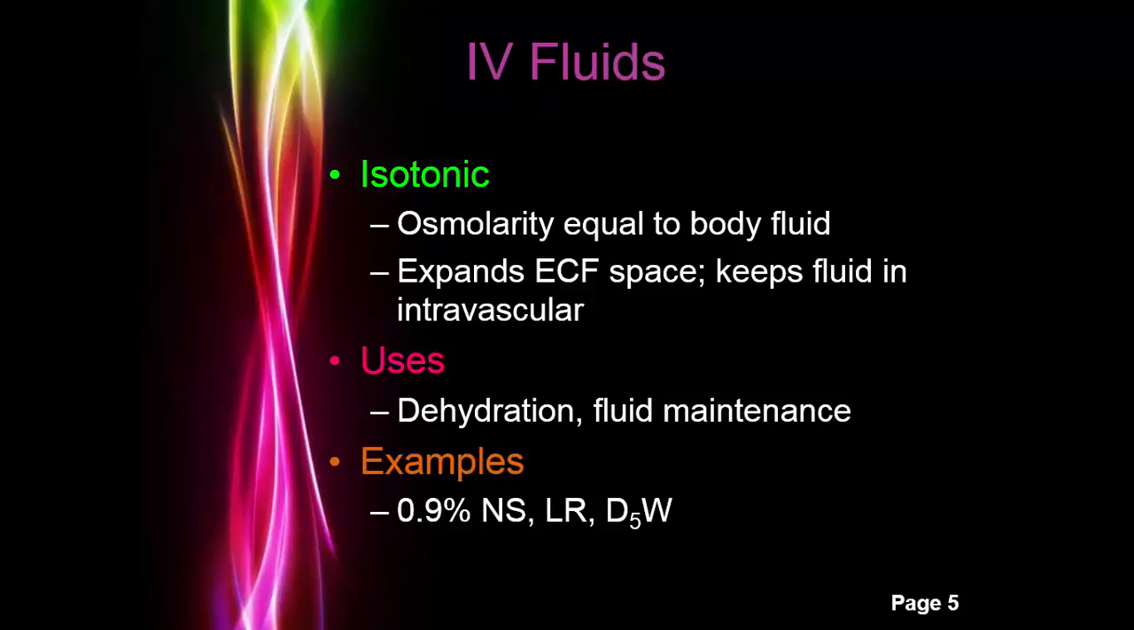D5W is isotonic in the bag but becomes hypotonic in the veins because the glucose is rapidly metabolized, leaving free water only. You have to watch for fluid volume overload in isotonic fluids.